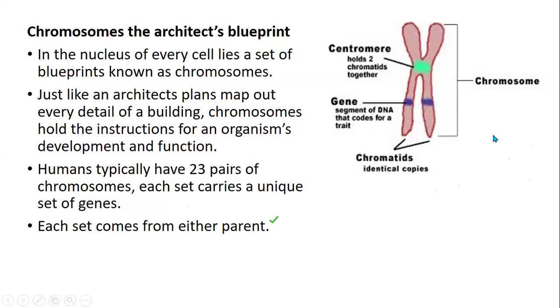Now each of your parents contributes half of what you have. So if we are saying that you have 46 chromosomes, it means that your mother gave you 23 and your father also gave you 23 chromosomes. That's why now you have 46 chromosomes.